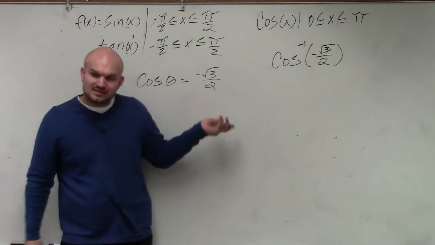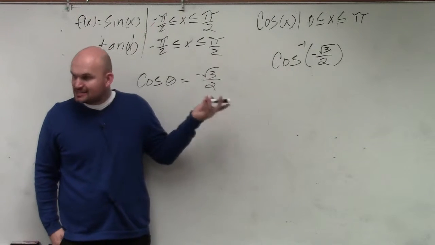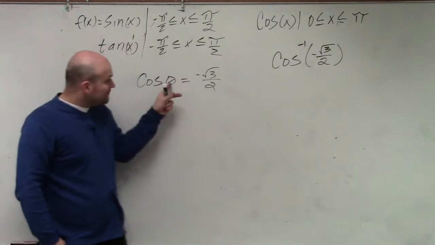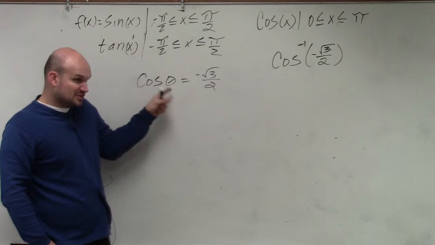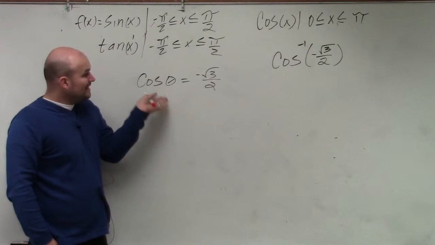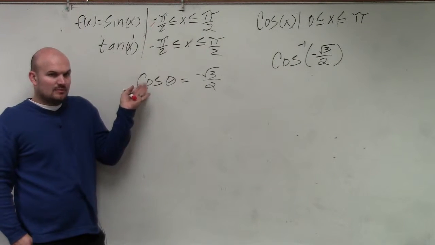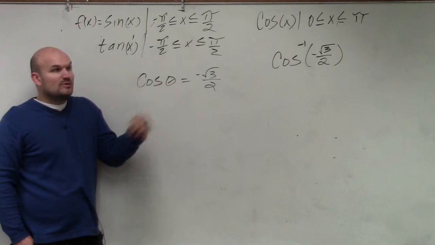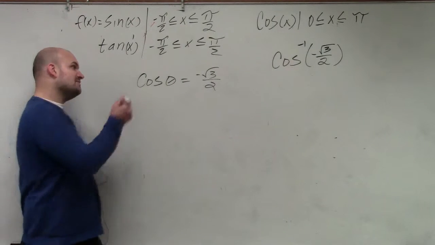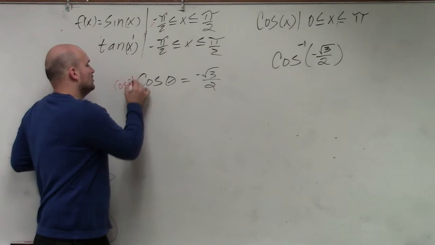In your focus lesson at the beginning of this unit, I explained what we could do to solve for this. If we need to solve for our variable, which is theta, we need to undo cosine. Well, how do we undo cosine? We have to use the inverse. Well, the inverse of cosine is cosine inverse.